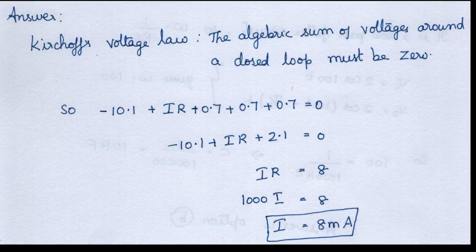So we can find the answer for this question by using Kirchhoff's voltage law. That is, the algebraic sum of voltage around a closed loop must be 0. So if we apply Kirchhoff's voltage law for the given circuit, we will have minus 10.1 volt plus IR, and they have given voltage drop across each of the diodes is 0.7. As 3 diodes are there, we will have 0.7 plus 0.7 plus 0.7 equal to 0. Then we will have IR is equal to 8. In the question they have given R value is equal to 1000 ohm. So I is equal to 8 milliampere.